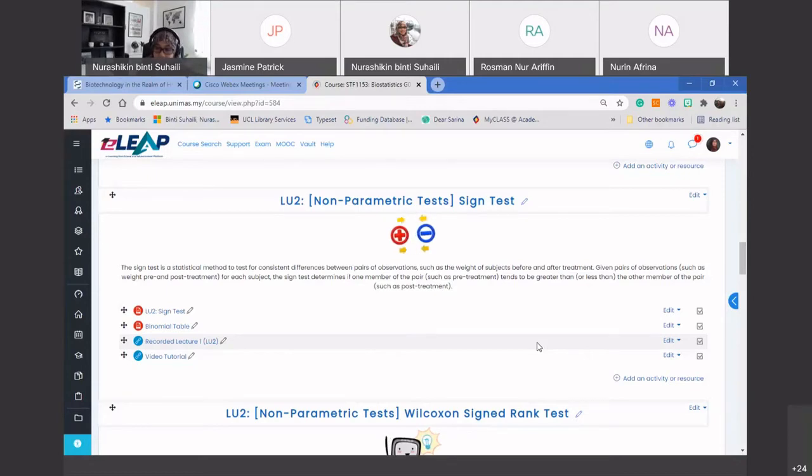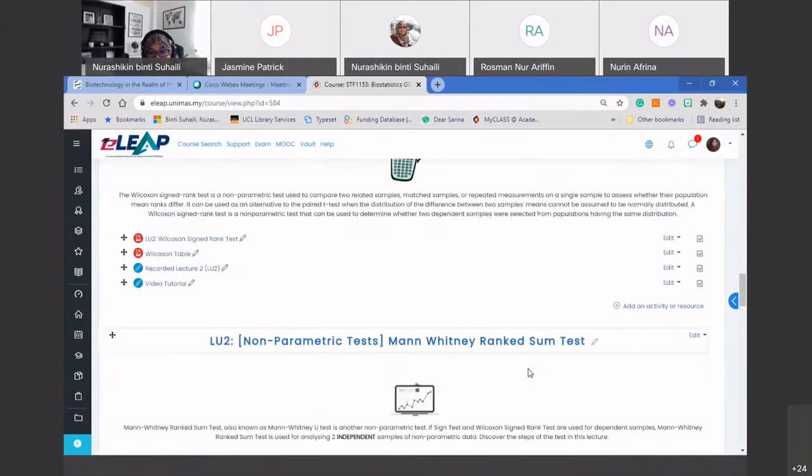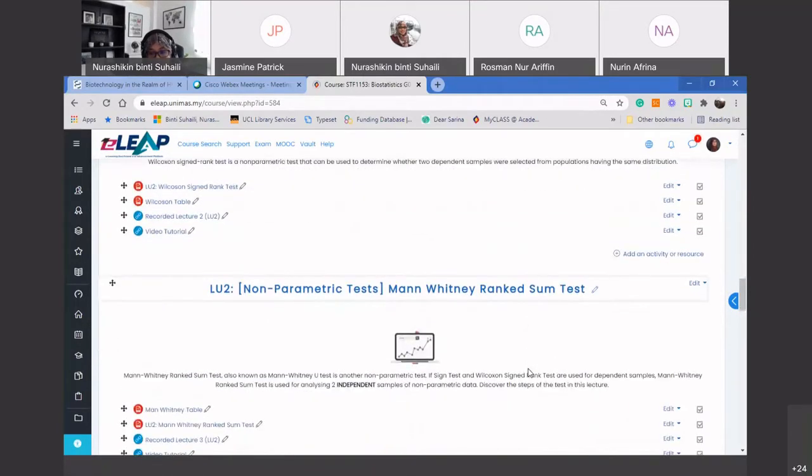Okay, right. So last week we talked about the Mann-Whitney rank sum test. This is another test, and it is designed for analyzing independent samples, two independent samples. So we are still talking about two samples, from the sign test until the Mann-Whitney rank sum test.